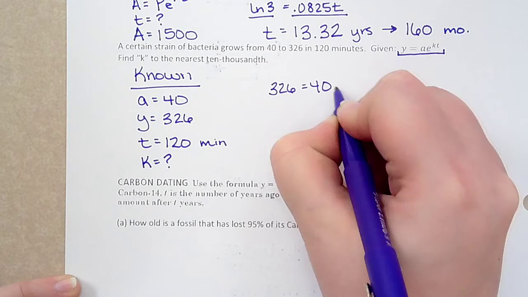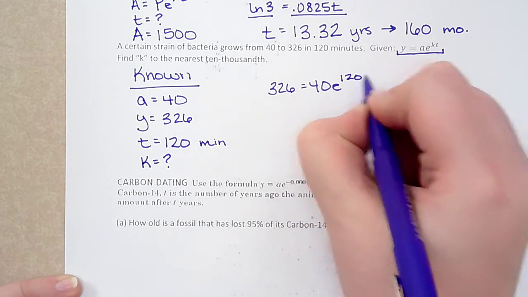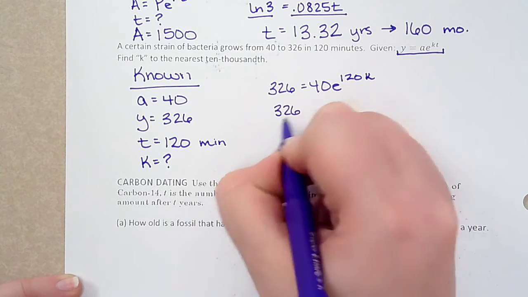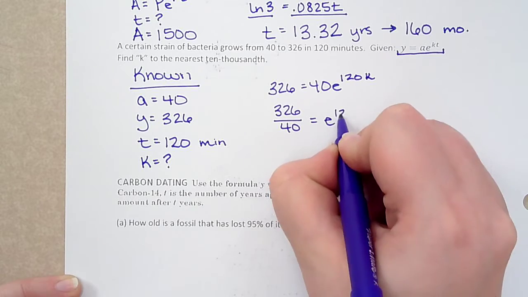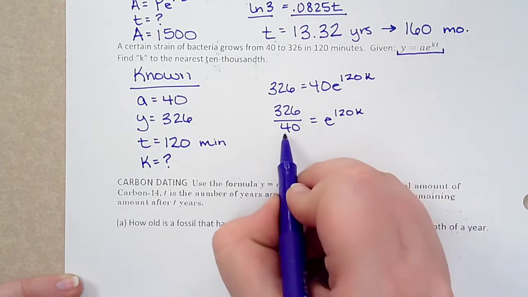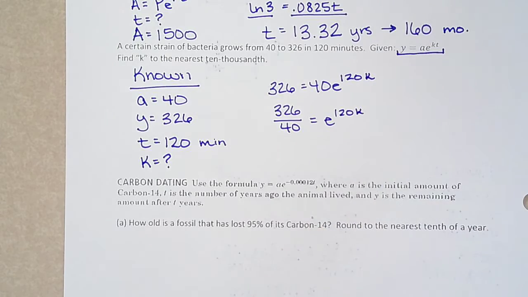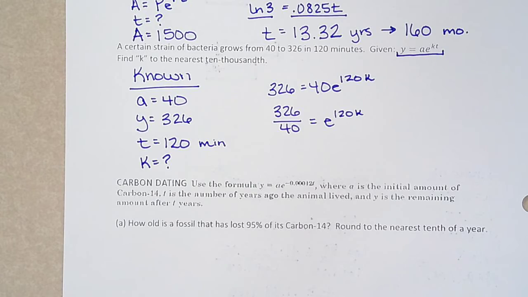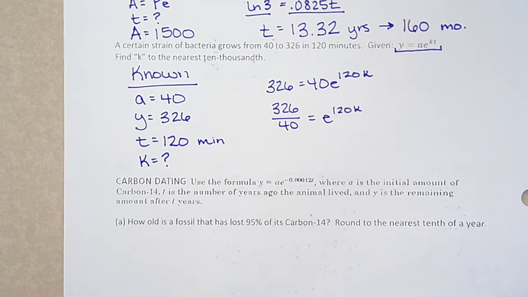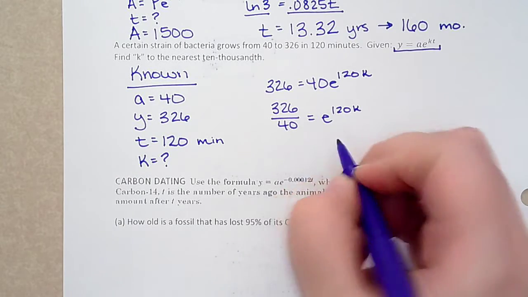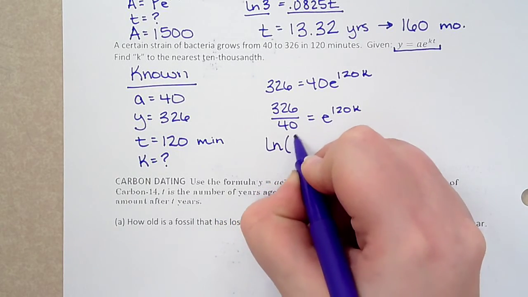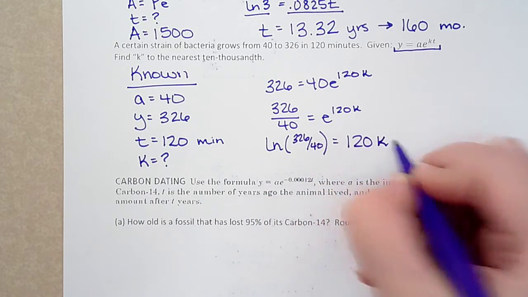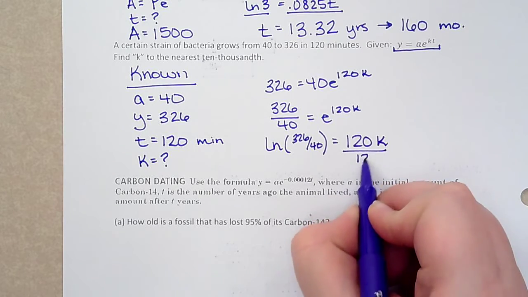326 equals 40 times e raised to the 120k. Divide both sides by 40. We get 326 over 40 equals e to the 120k. Now that I have a number on one side and e isolated on the other, I can take the ln. I don't want to take the ln right here because e is not isolated. By isolating it, we avoid any mathematical errors from computing. So now I've got the ln of 326 over 40 equal to 120k. To get k by itself, I'm going to divide both sides by 120.